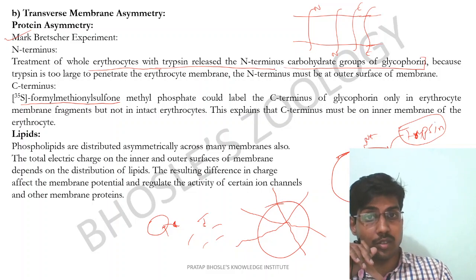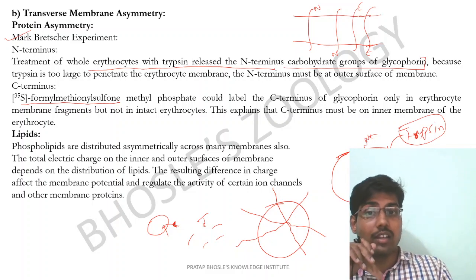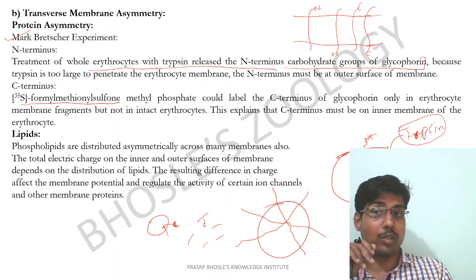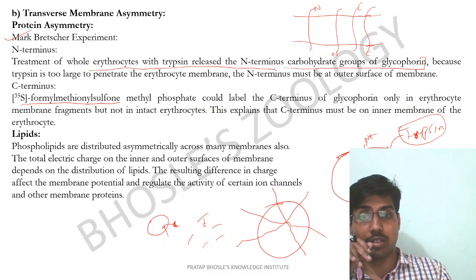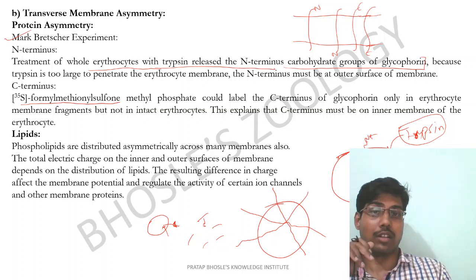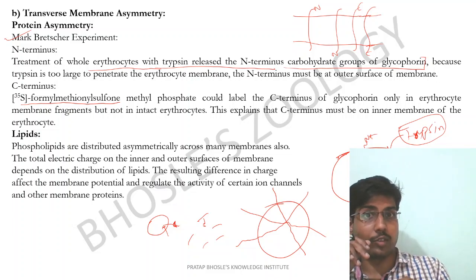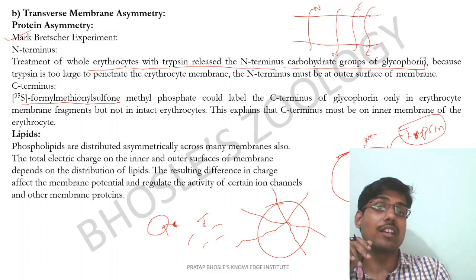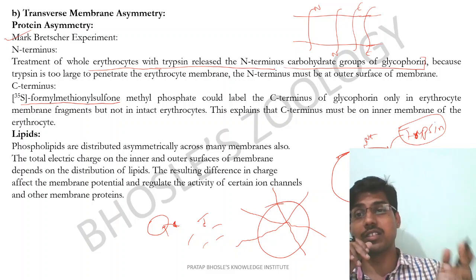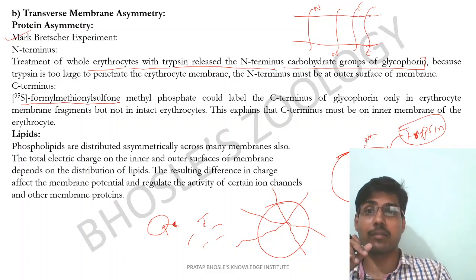If the C terminus had been outside the surface, the S-formyl methionyl sulfone methyl phosphate could have labeled the entire erythrocytes also, but it is not able to label the entire erythrocyte. That's why he concluded that the C terminal must be present inside. Okay, so this was the Mark Bretscher experiment.